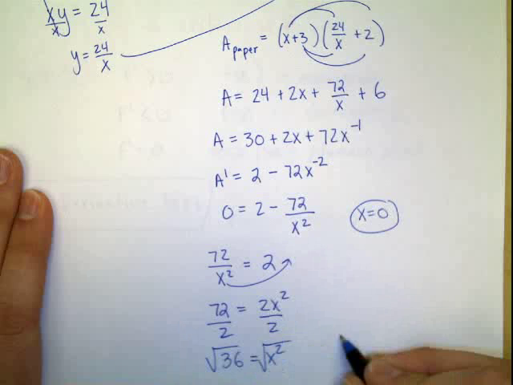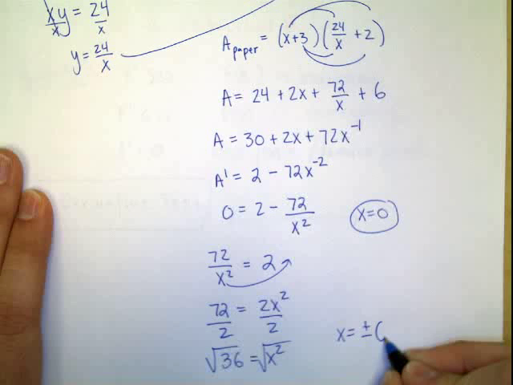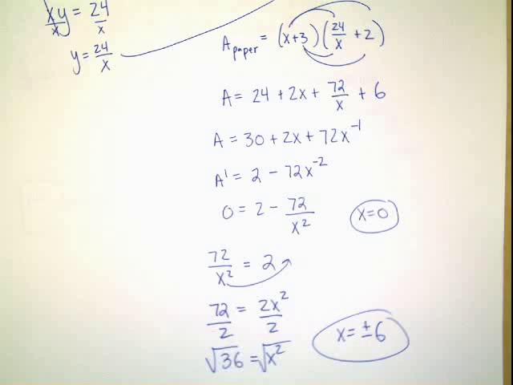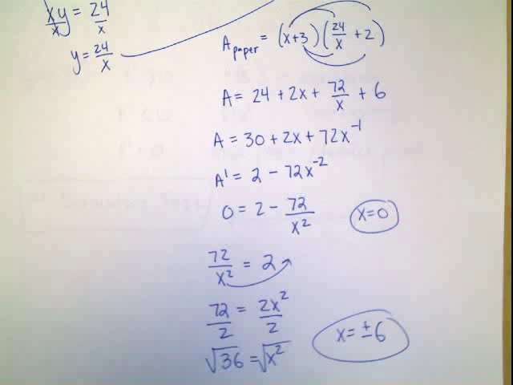And then take the square root of both sides. So square root, x is going to equal plus or minus 6. We get three possible answers, 0 and positive negative 6. Those are what it'll be. We're going to put those on our sign chart.